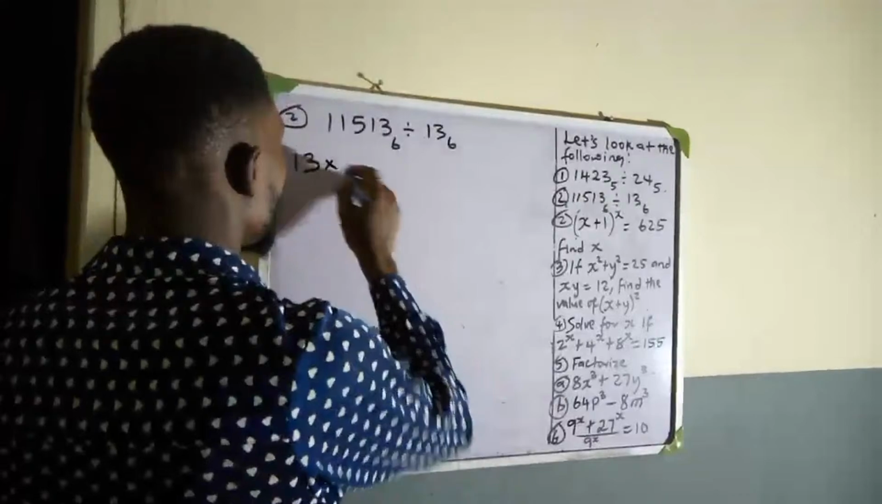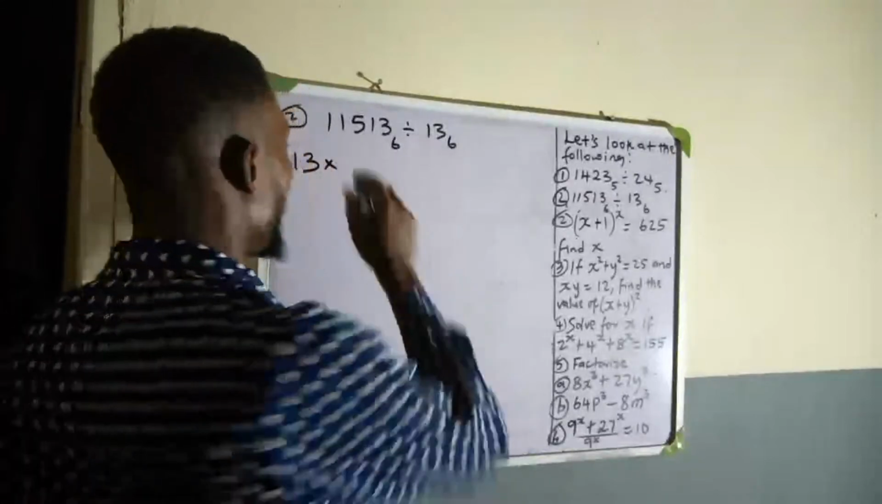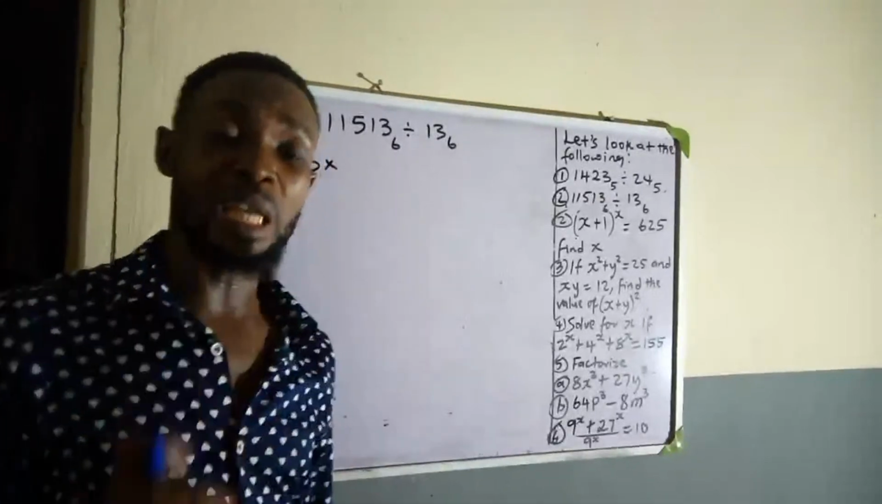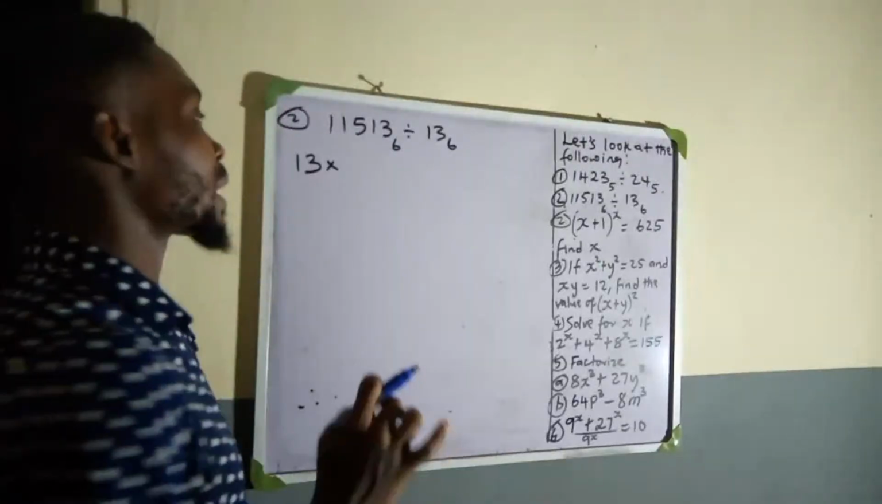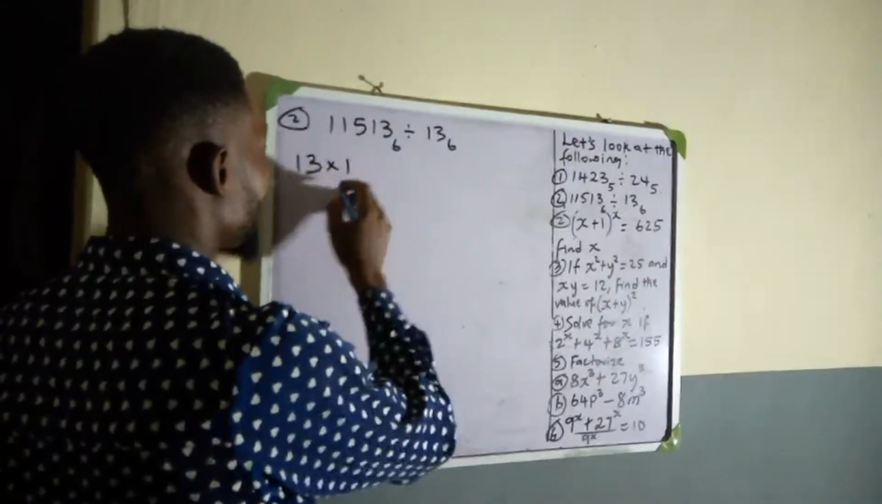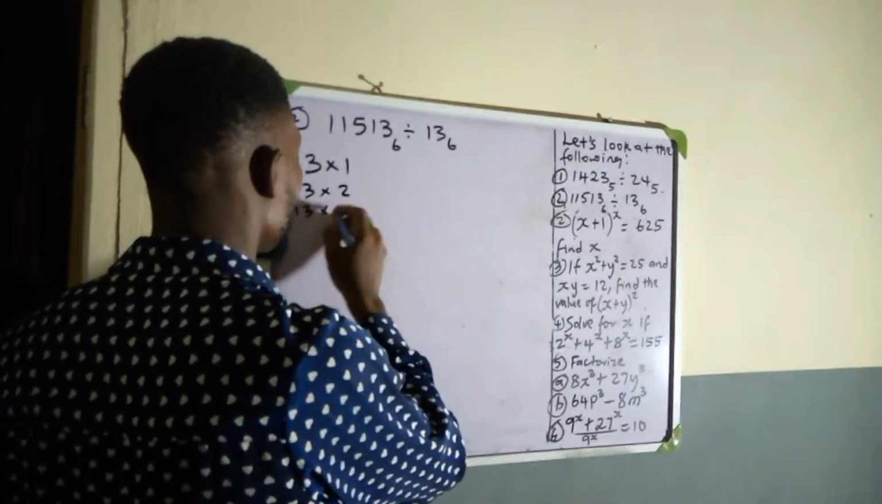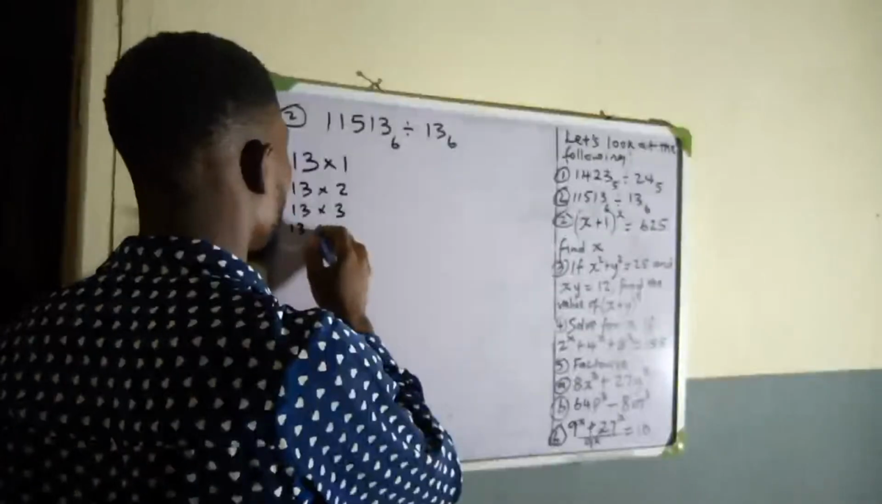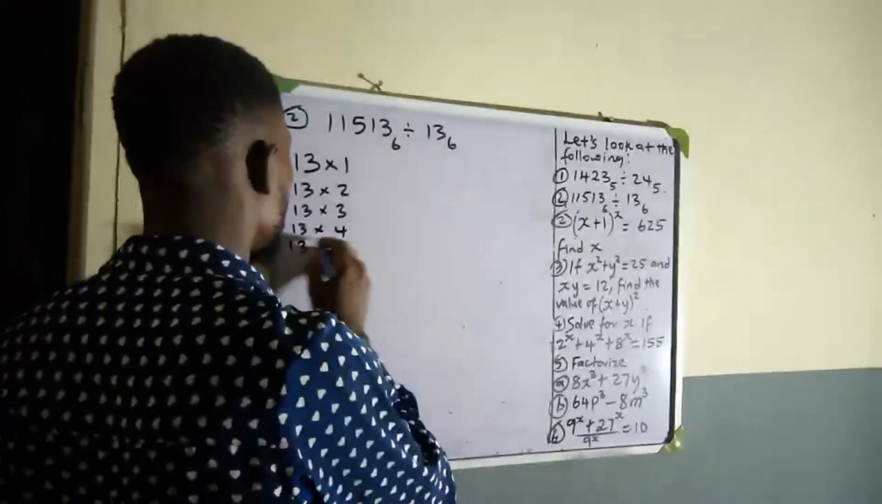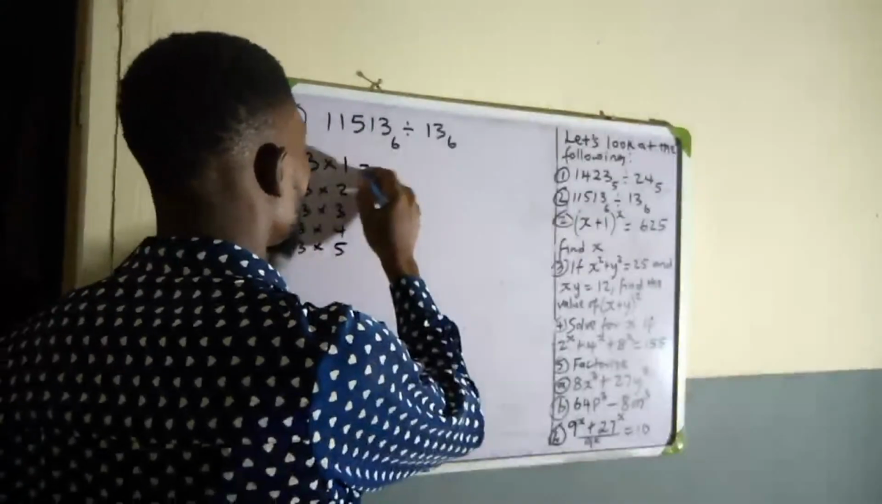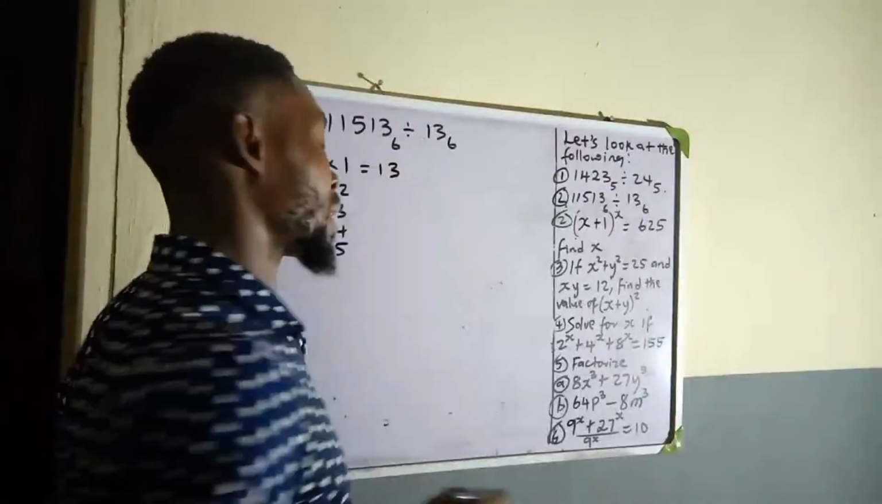The highest digit we have in base 6 is 5. The highest digit in any base is always 1 less than that base. So I have 13 times 1, 13 times 2, 13 times 3, 13 times 4, and finally 13 times 5. Now let's do that. 13 times 1 is 13.